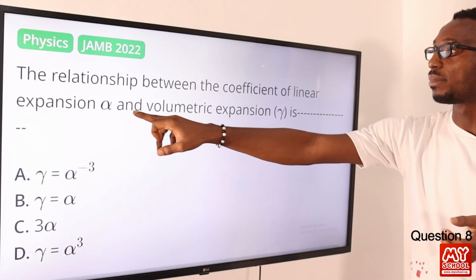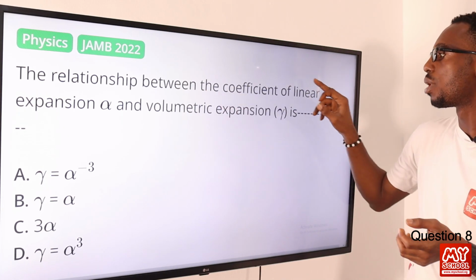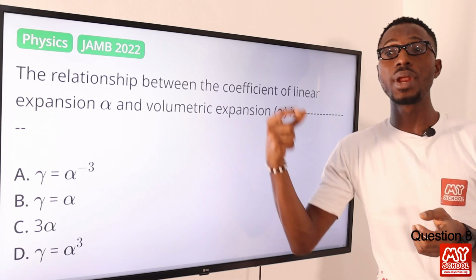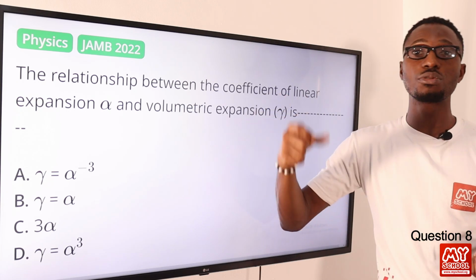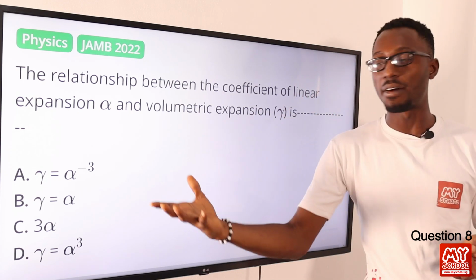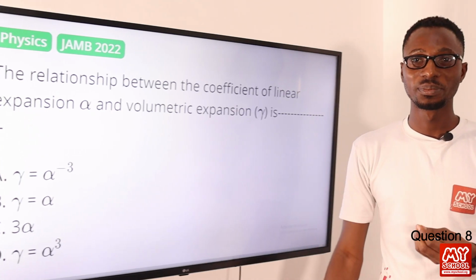If I'm being asked what is my area expansion in relationship to my linear expansion, that will be equals to 2 alpha. So area or superficial expansion equals 2 alpha. Then this gamma, which is volumetric, equals 3 alpha. So I have this represented. Yes, option C is the correct option.